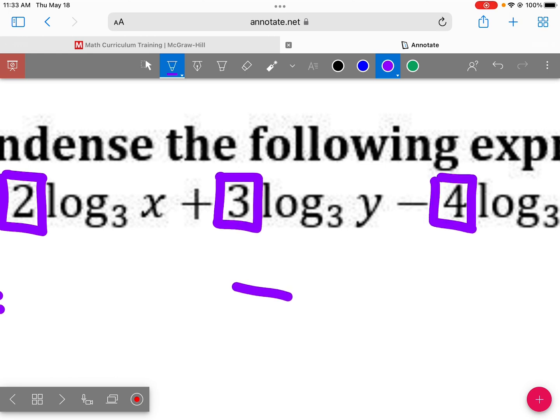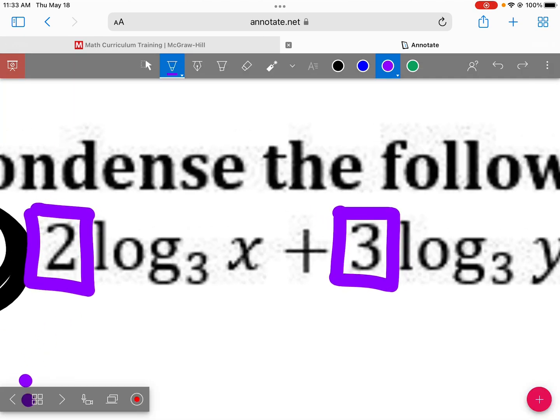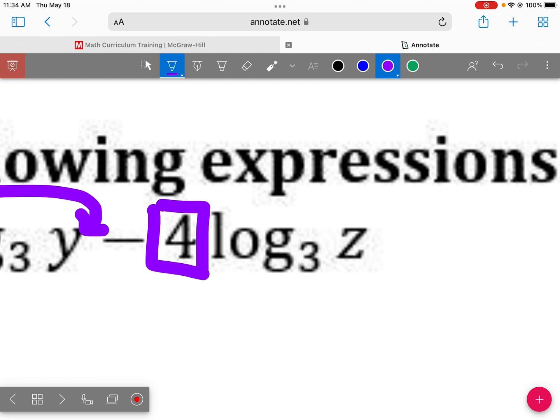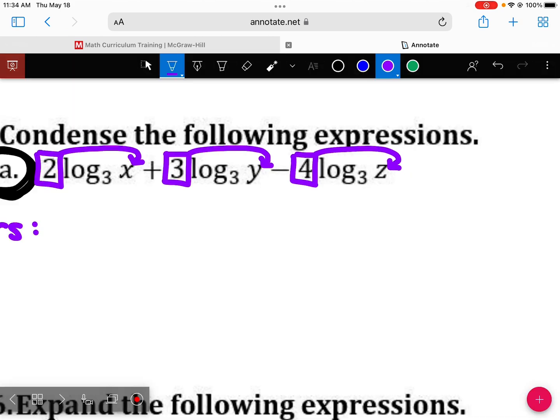We're getting ready to write them down. So these numbers are going to come back and be exponents on the arguments. Yes, but that's the power, right? It's numbers in front of logs. Numbers in front of logs, yes.